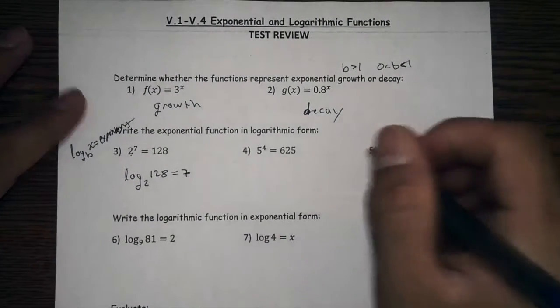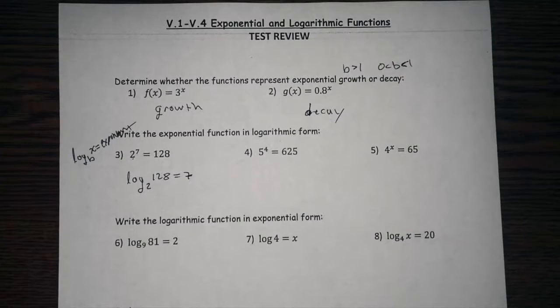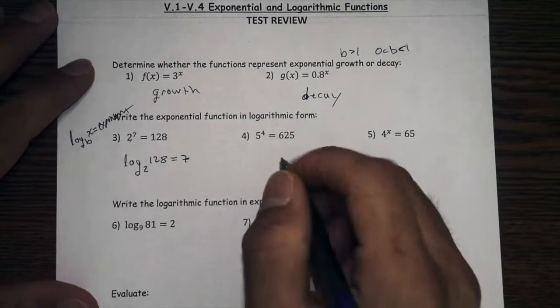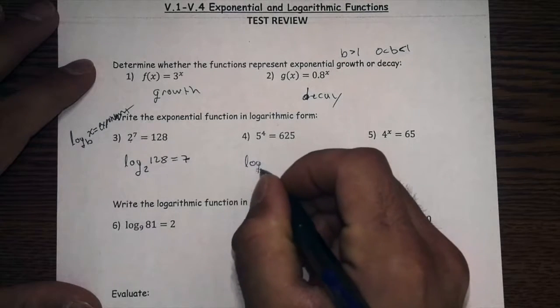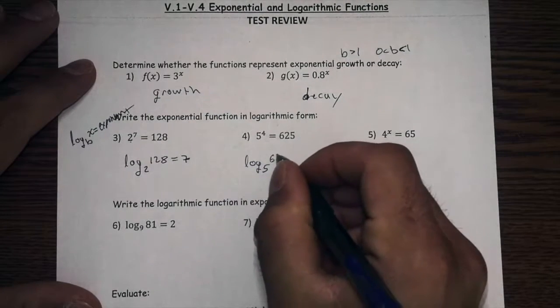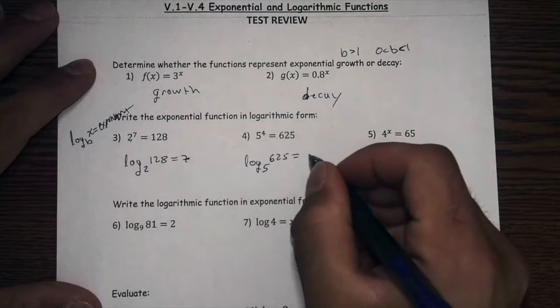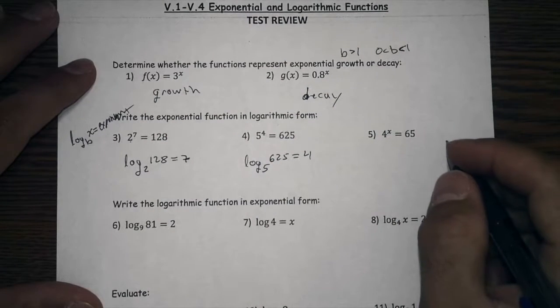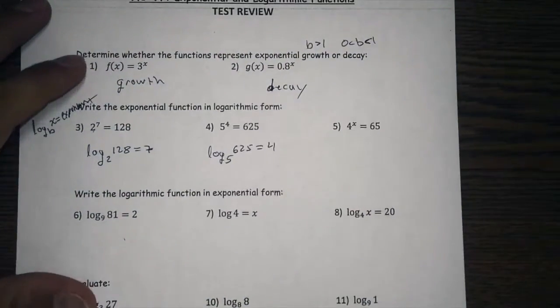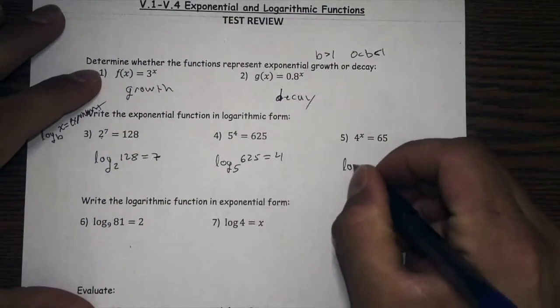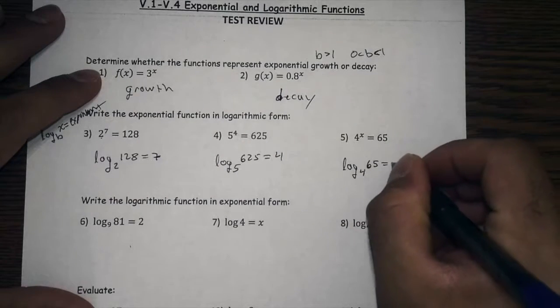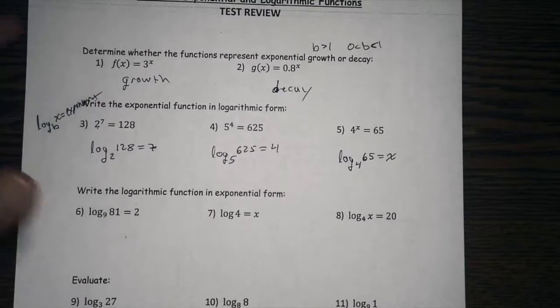Yes, sir. Yeah. And number 4, we'll have log base 5 of 625 equals 4. How many questions are going to be on this? However many are in here. 25. Go. And it's multiple choice. Log base 4 of 65 equals x. Alright?